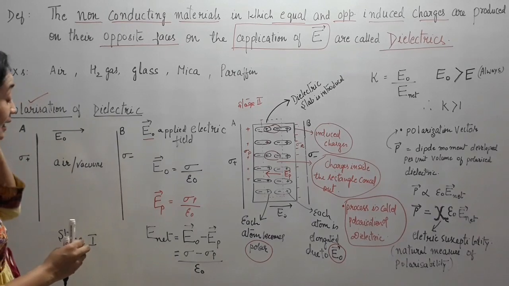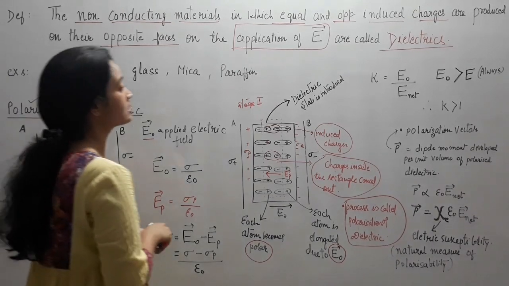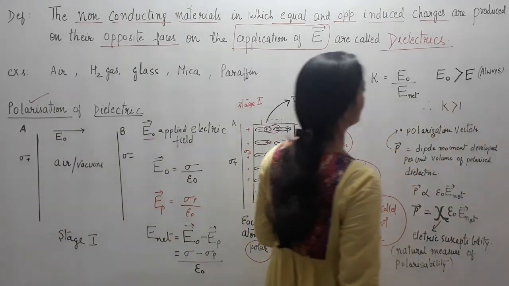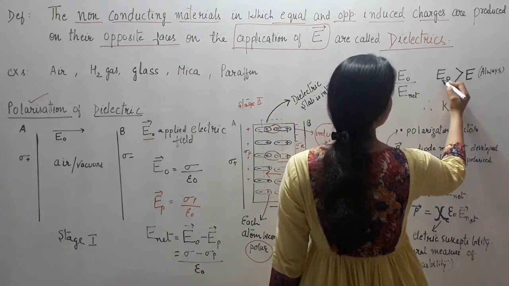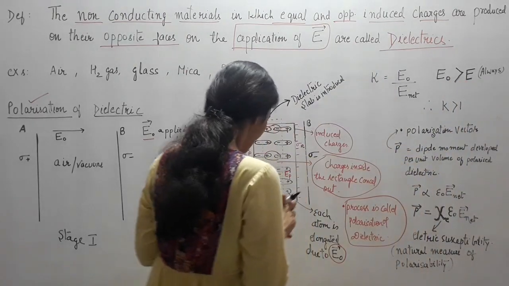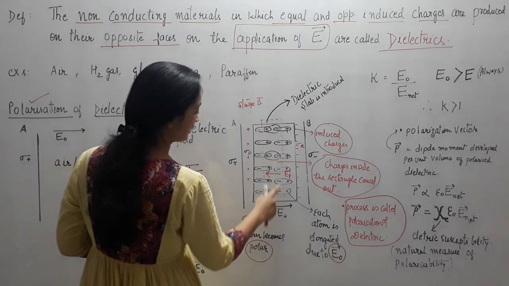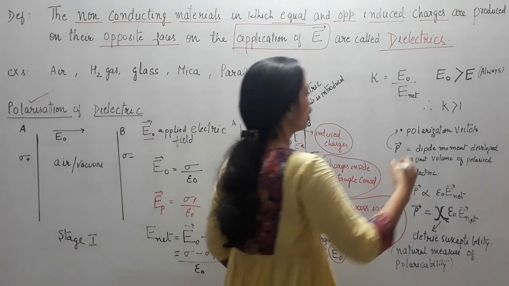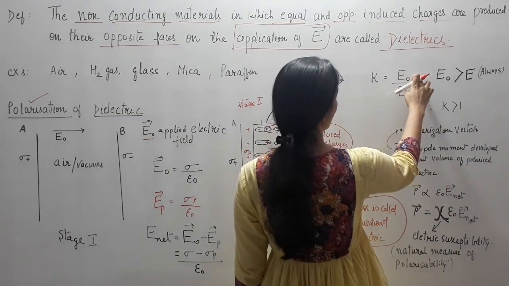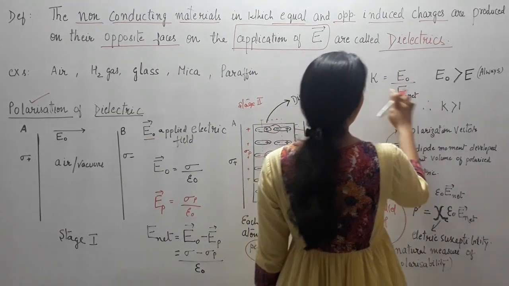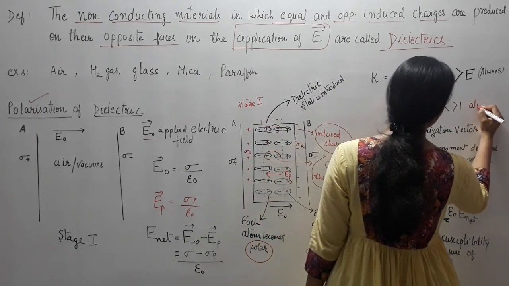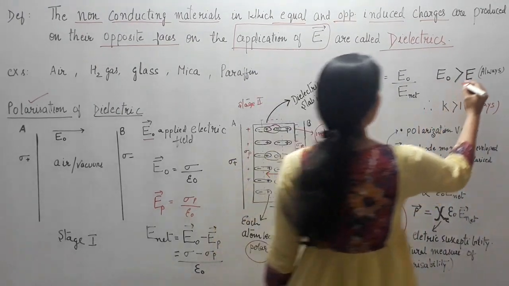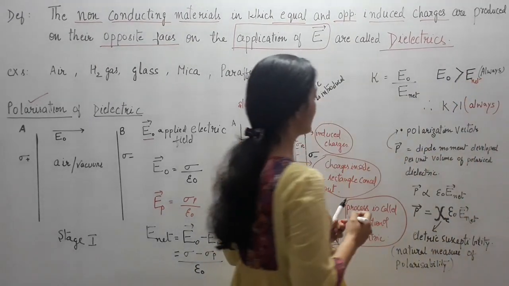This net electric field is quite significant for us, because the net electric field is always less than the applied electric field, because the applied electric field is always greater than the E polarization, or electric field developed inside the dielectric. So the dielectric constant is the ratio of applied electric field to net electric field. So K will always be, why? Because the applied electric field is always greater than E net. Therefore K will always be greater than 1.